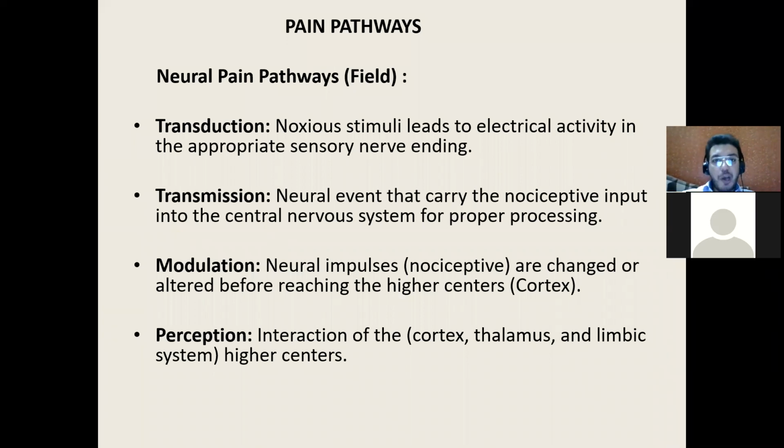Okay. So now there was a Professor Field who has given that you have got a neural pain pathway. The neural pain pathway says that whenever there is a noxious stimuli, a stimuli which causes a pain, it happens basically by transduction. So you have got something called transduction, where a noxious stimuli leads to an electrical activity. Now, what is an electrical activity?